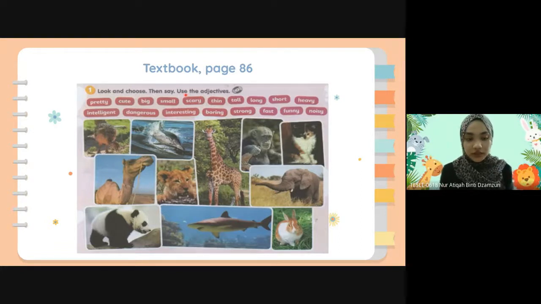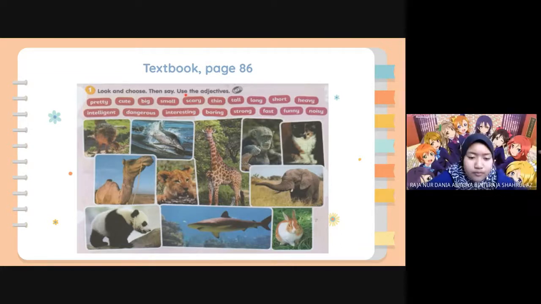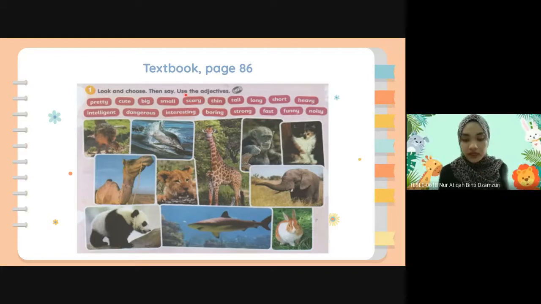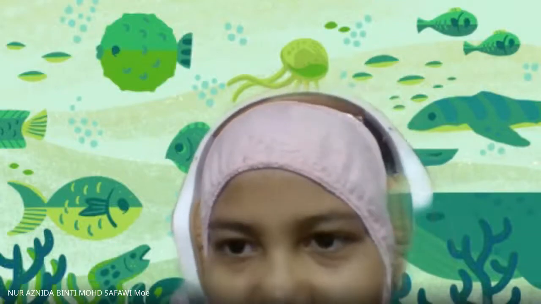Okay, now. How do we describe tiger? Tiger nak guna yang mana satu? Dangerous. Very good. In your opinion, why do you think the tigers are dangerous? Can you try to speak in English? Because it has claws. What is the meaning of claws? Kuku. Dia ada kuku yang tajam sebab tu dia dangerous.